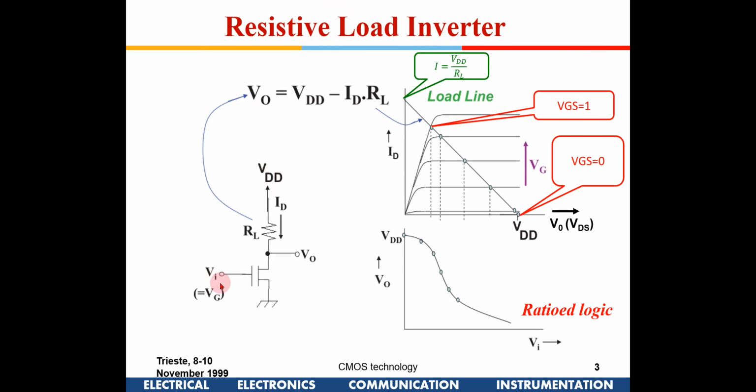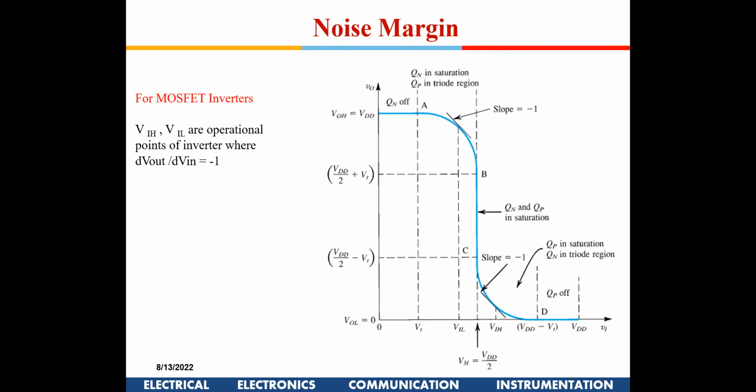Okay, so the simplest inverter initially, which was, yeah, tell me. In the previous curve where you had point B and C, they are marked as VDD by 2 plus VT and VDD by 2 minus VT. Yeah. So this VDD by 2 plus VT is for PMOS and minus VT is for nMOS, right? Yes, correct. VT is negative for PMOS, and that is why it's written as plus VT.